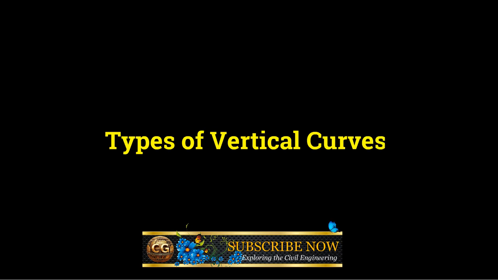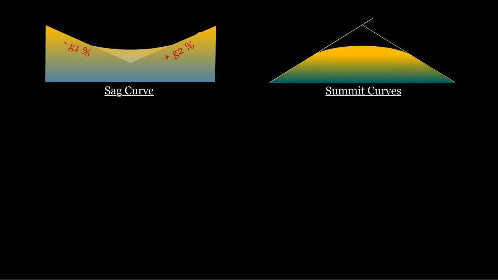Types of vertical curves. There are two primary types of vertical curves. 1. Sag curves, used when the change in grade is positive, typically found in valleys. 2. Crest, or summit, curves, used when the change in grade is negative, commonly seen on hills. While these are the two main categories, vertical curves can be further classified into 6 variations based on different grade transitions. 1. Positive grade, G1, followed by negative grade, G2.